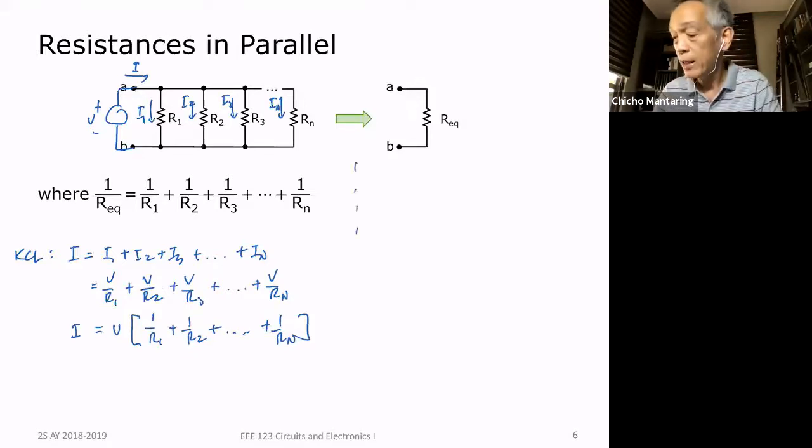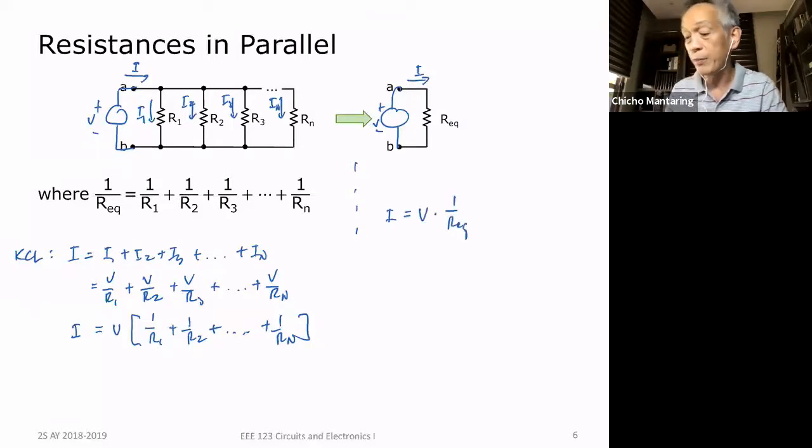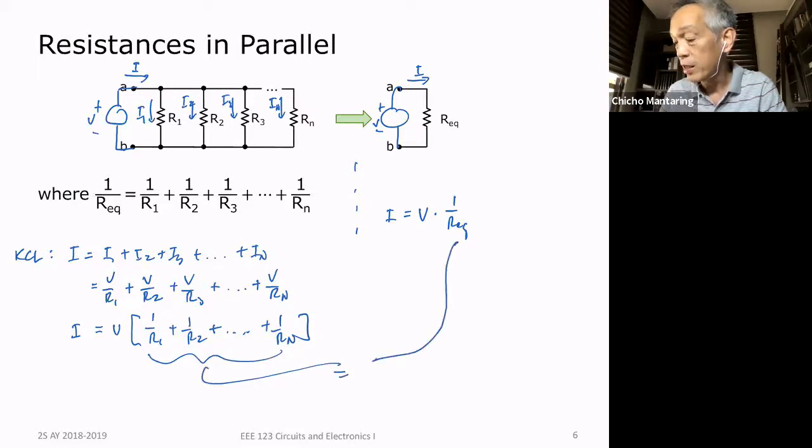Now here on the right side, I do the same thing. I apply V, I get a current I. I is equal to V times 1 over R equivalent. Okay. So if this I is equal to this I, and if this V is equal to this V, then this must be equal to this. That must be equal. So that is what is said in this particular expression.